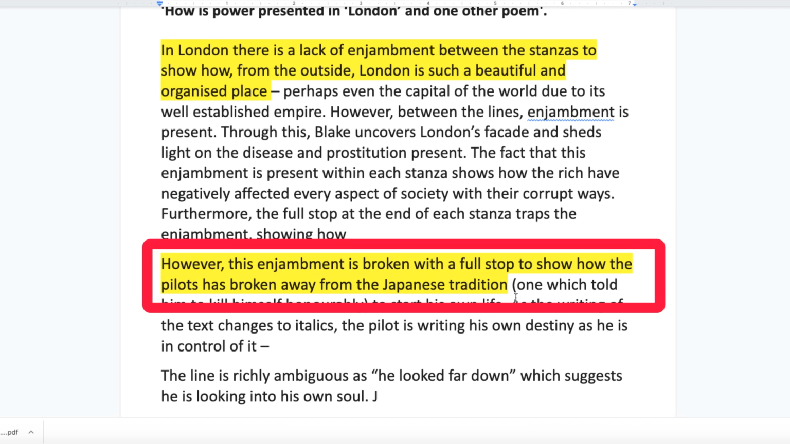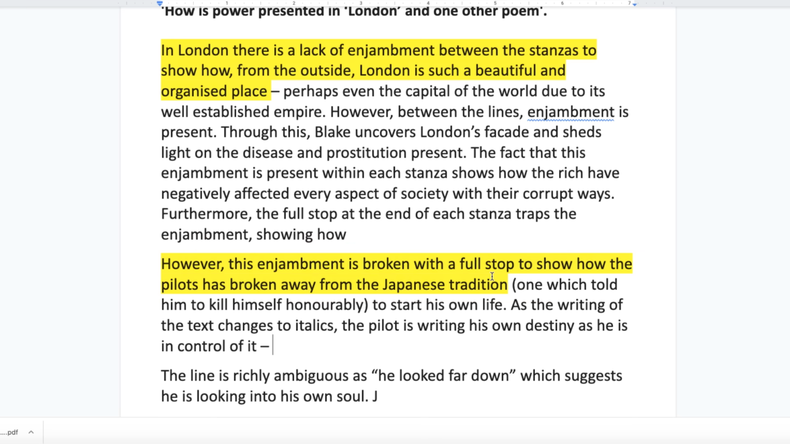In Kamikaze, Adam did link the enjambment to this idea of personal freedom. It went down very well. But then he argues that the enjambment is broken with a full stop to show how the pilots have broken away from the Japanese tradition. Well, there's no way on earth how a full stop is going to symbolise anything like that. Everything needs a full stop. It's called a sentence. You're going to have loads of sentences in a poem. You can't suddenly start arguing that a full stop has that meaning.